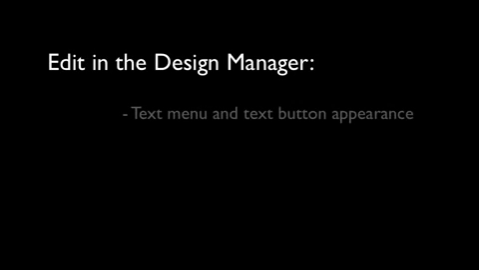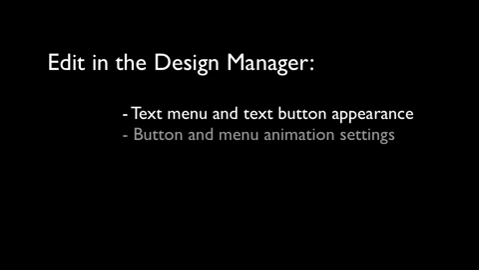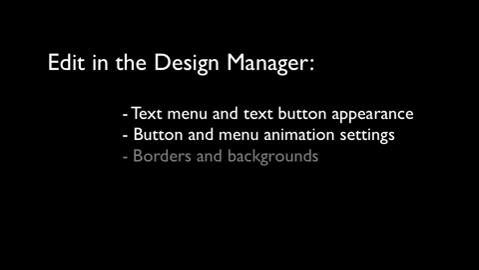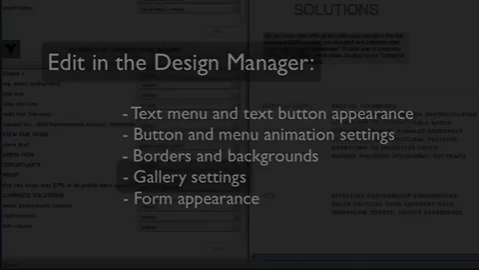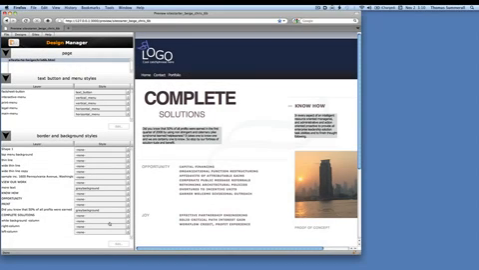The page elements you can edit in the Design Manager include text, menu and button appearance, button and menu animation settings, border and background colors for text and other page elements, gallery settings, and form appearance settings. Pages that have been built to the Design Manager are not ready to upload. They're still under construction and require the SiteGrinder engine application to be running on your computer in order to display in a browser. Even though pages in the Design Manager phase aren't ready to move out onto the internet, they are very much like web pages residing on your computer.